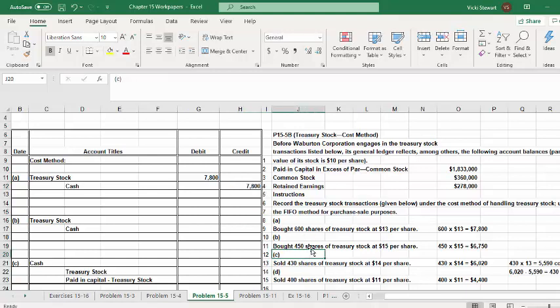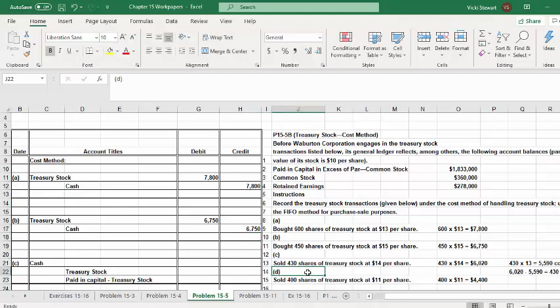B states that we bought 450 shares of treasury stock at $15 per share. Again, we would take 450 shares times $15, and that would give us a total cost of $6,750. So we would debit treasury stock for $6,750 and credit cash for the same amount.